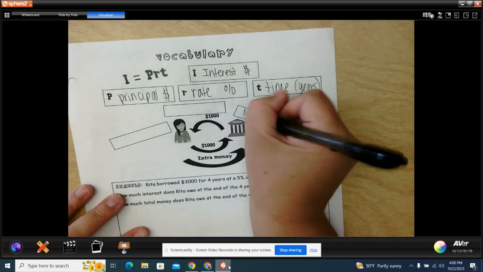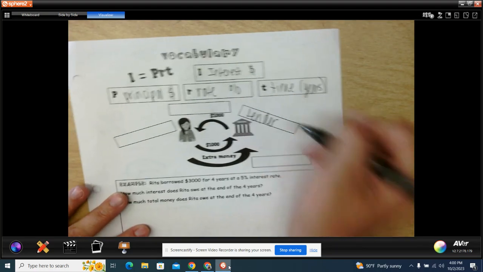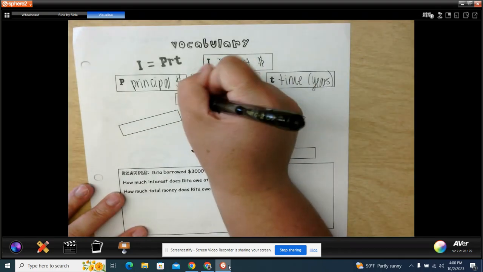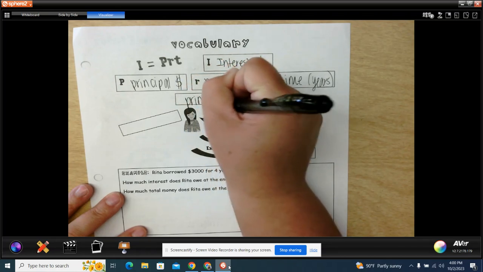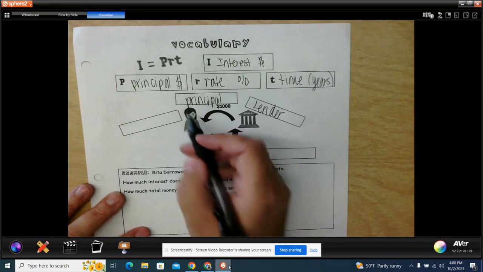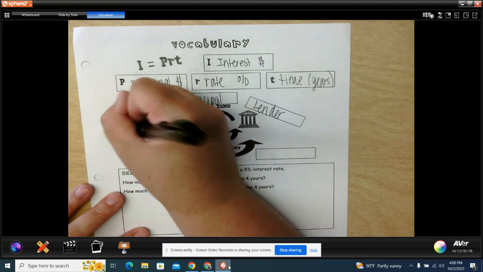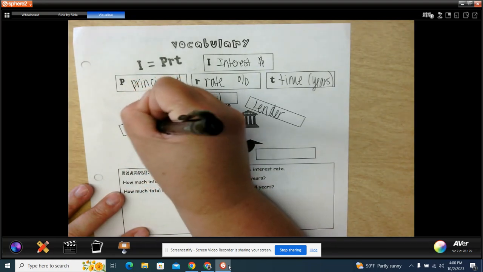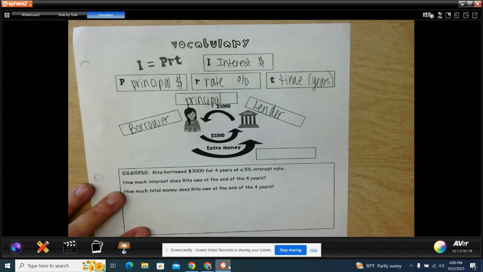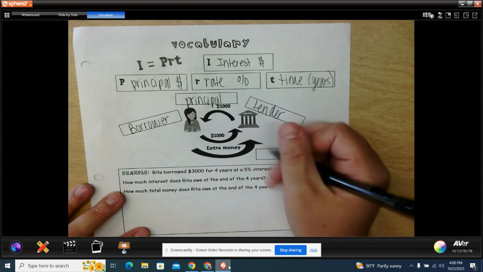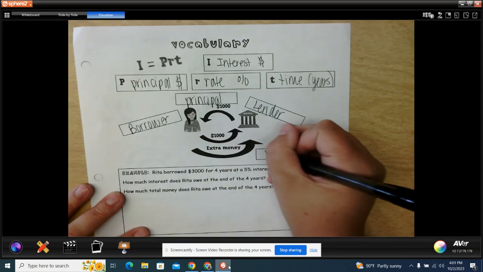The bank is called the lender. They're the ones lending us the money. The money they give us is the principal. The people who get the money are called the borrowers. And the extra money that we give back to the bank is called the interest.